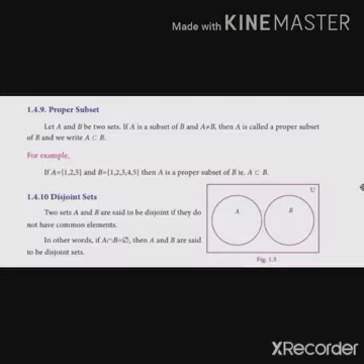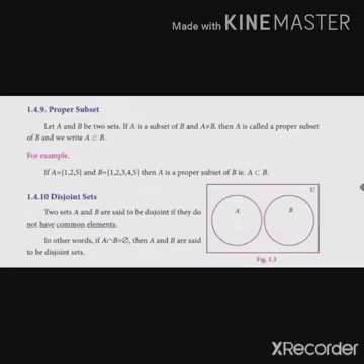Then the next definition is proper subset. Let A and B be two sets. If A is a subset of B and A is not equal to B, what is meant by A not equal to B? A and B are different sets, not the same. Then A is called a proper subset of B. We write A is the proper subset of B.